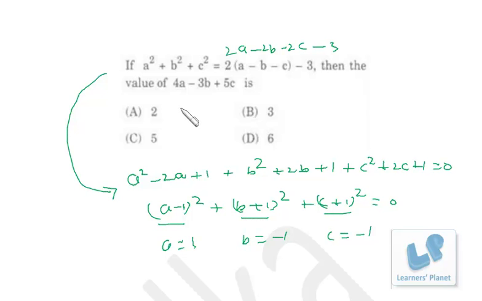So that's 4a, that means 4, minus 3b, so minus 3 into minus 1 plus 3, and c is minus 1, so 5 into minus 1 minus 5. So 7 minus 5, the expression gives the value as 2, right? So we have just rearranged the numbers and the variables from the given case, right? I hope that's clear to you.